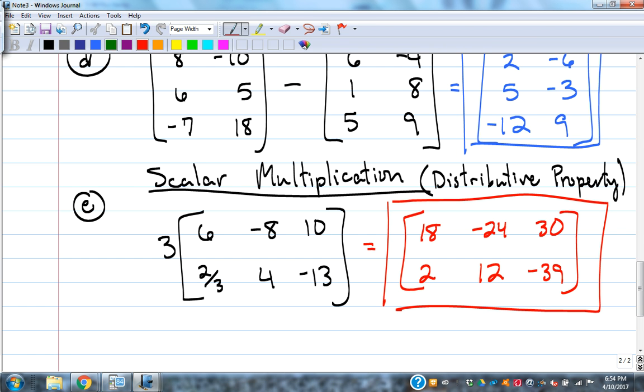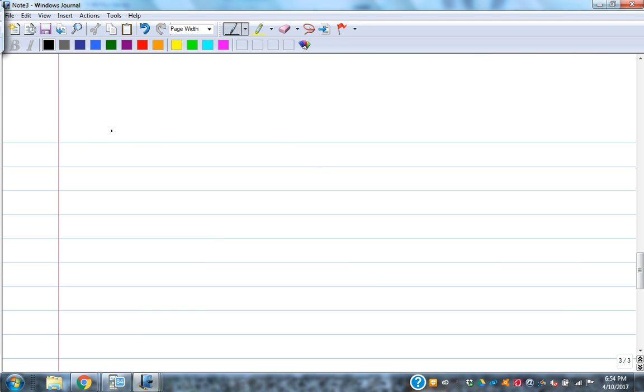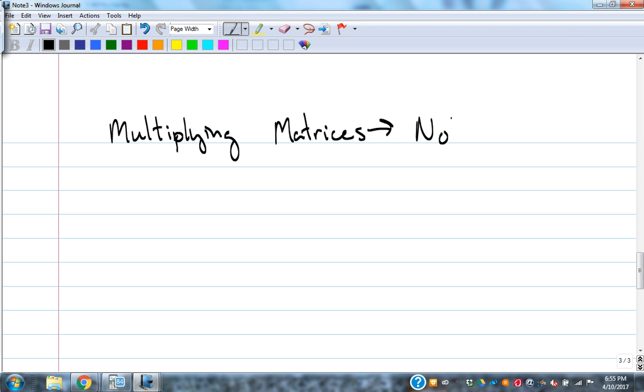Okay. All right. The more difficult thing would be multiplying matrices. There's a couple things you need to know. It is not commutative. Commutative property in math means what?